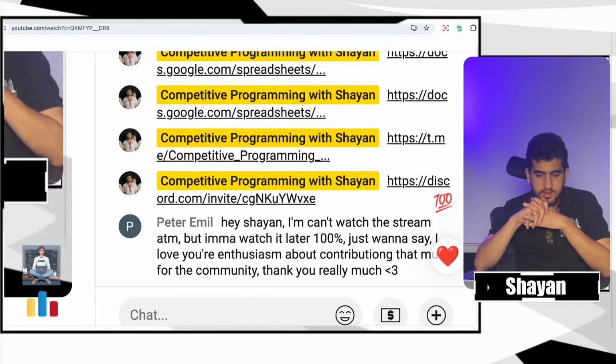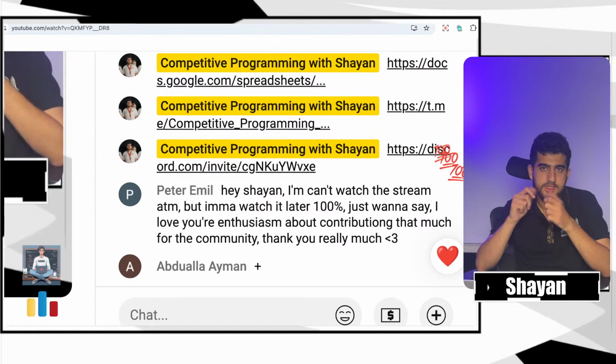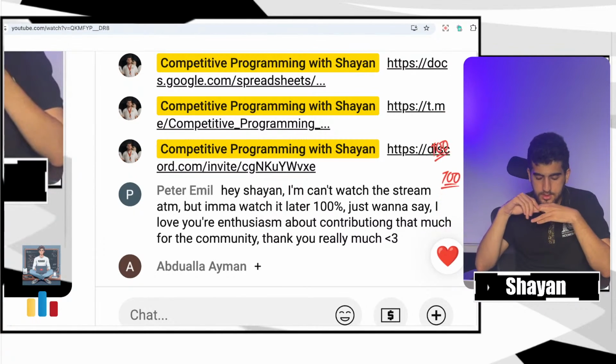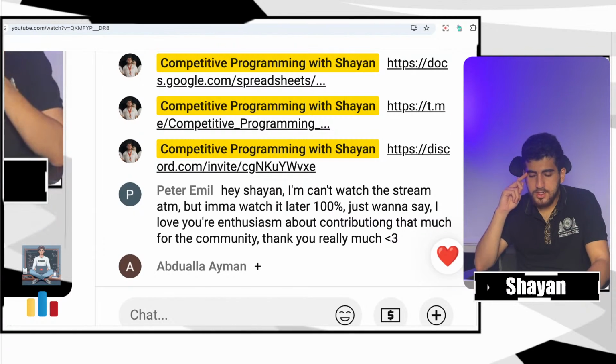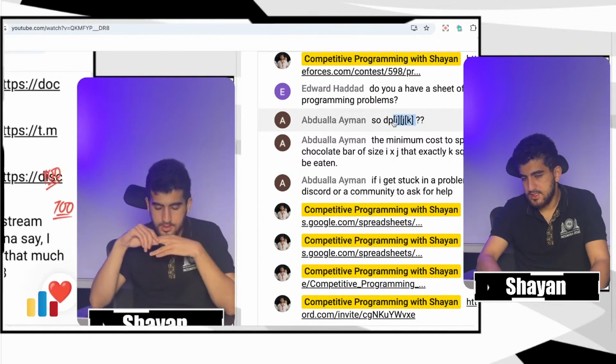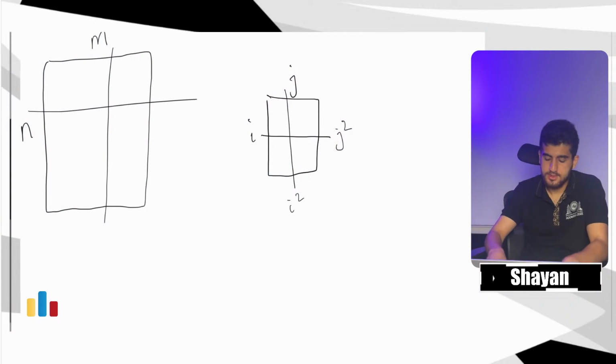So we want to eat exactly k squares. We want to break the chocolate into several pieces such that a subset of them will have size k in total. One of the ideas that you said that was very interesting and could be helpful is this dp of i and j and k, that we can talk about. So let's talk about this.